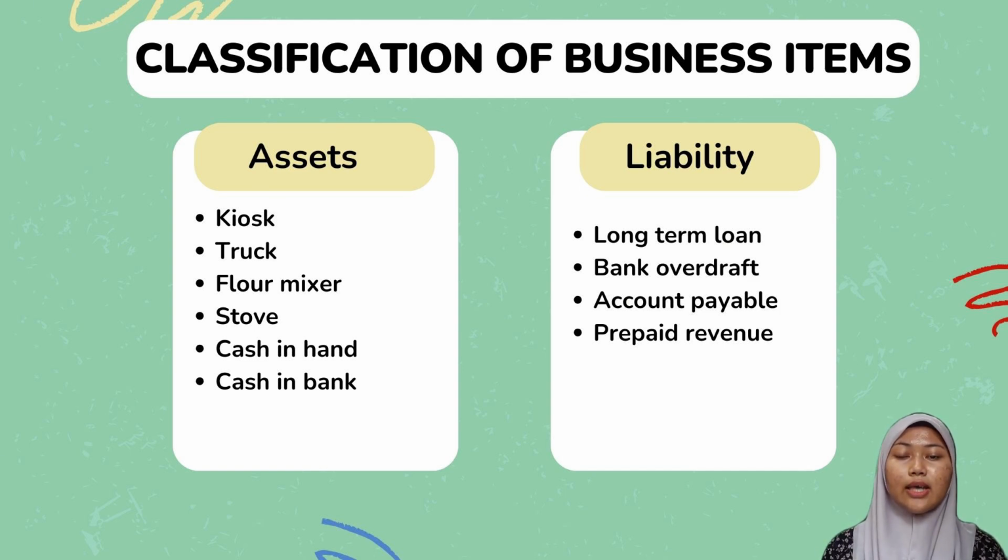Next one is current assets. Current assets are cash or goods which are usually used in a short-term time and can be converted into cash. For example, cash in hand and cash in bank.